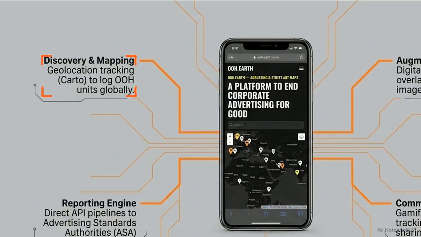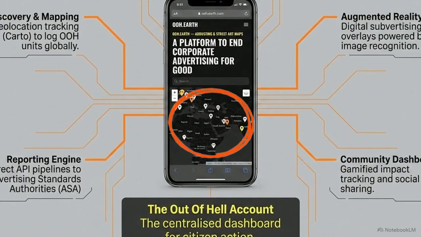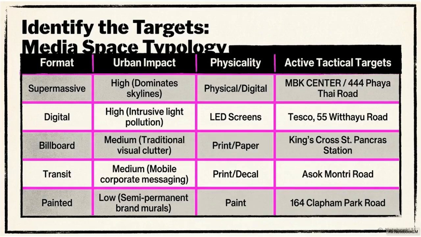Step 1 is digital tracking. This is the OOH.Earth application, your central command node for locating and logging corporate out-of-home advertising units in your neighborhood. Before you plan an intervention, you must properly classify the specific format of your target. Looking at this media space typology chart, you can evaluate the risks and physical nature of each format. A traditional billboard relies on printed paper, while digital screens generate high urban impact through light pollution. Understanding this physical format dictates your next move.